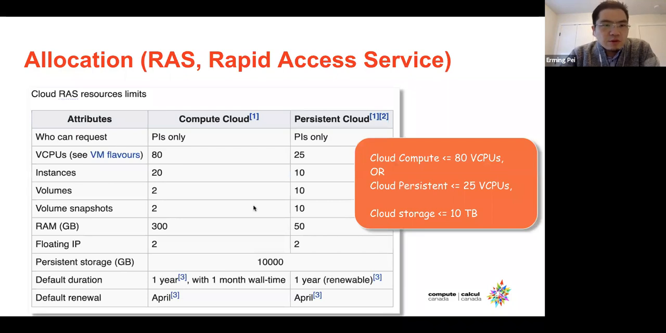Next, I'm going to talk about allocation of cloud. For people who only have limited computing needs, there is a rapid access service. They don't need to formally apply for RAC allocation. Sorry, RAC stands for Resource Allocation Competition.